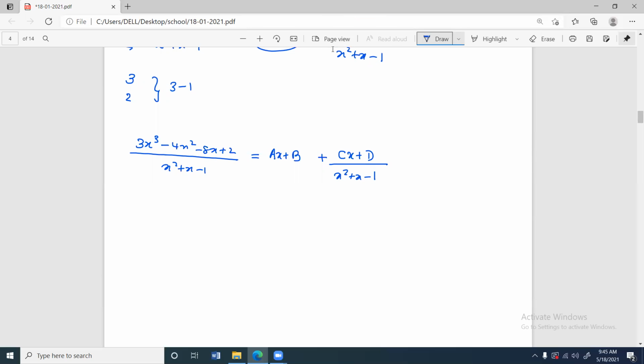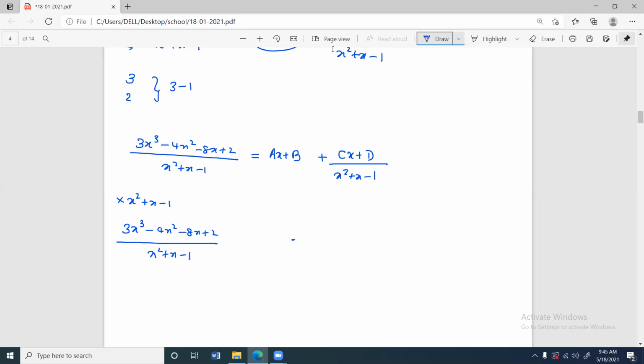I need to expand this bracket. I need to remove this denominator to equate the coefficients. Therefore, all of these terms are multiplied by (x squared + x - 1). That's the technique we use. (3x cubed - 4x squared - 8x + 2) divided by (x squared + x - 1). From this denominator, multiply the entire expression.